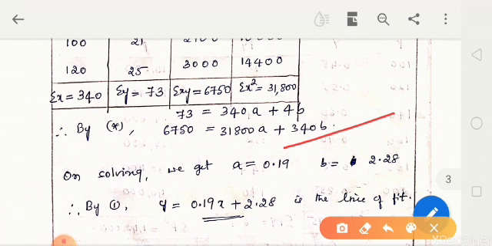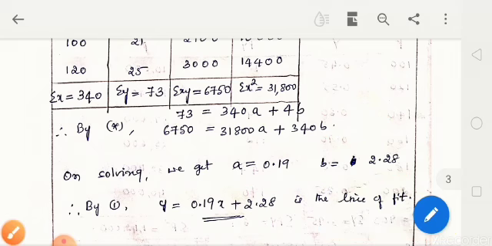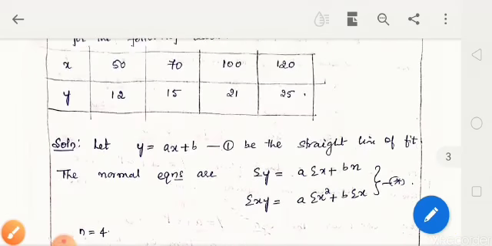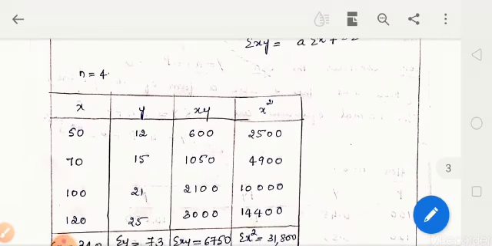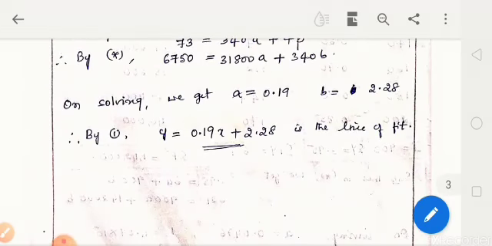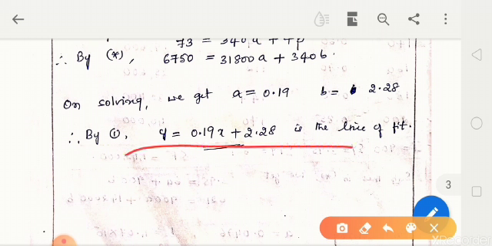Using calculator we solve this. So value of a equal to 0.19 and value of b equal to 2.28. Now we will substitute values for a and b in equation 1. So the required equation of straight line is y equal to 0.19x plus 2.28. This is the equation of the best fitting straight line. Thank you.